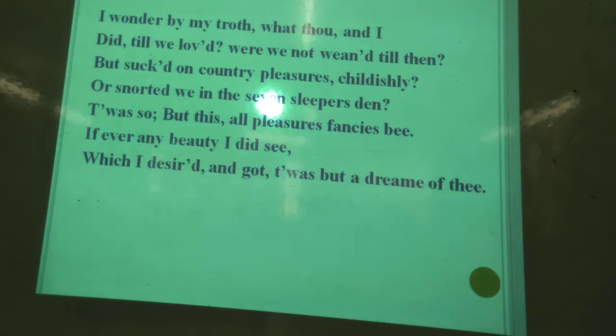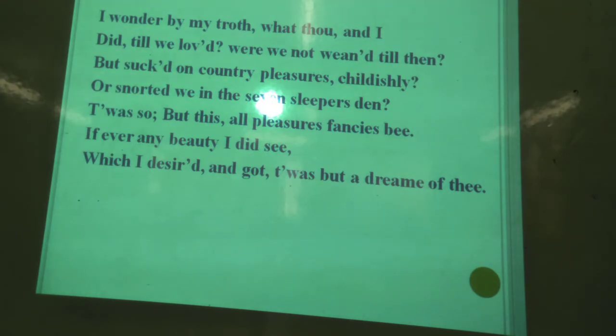Or snorted we in the seven sleepers' den, then it is another rhetorical question. Why? Here, the activities are compared with the seven sleepers. Whenever they fall in love with each other, they don't know why they did it. Next one, it was so.